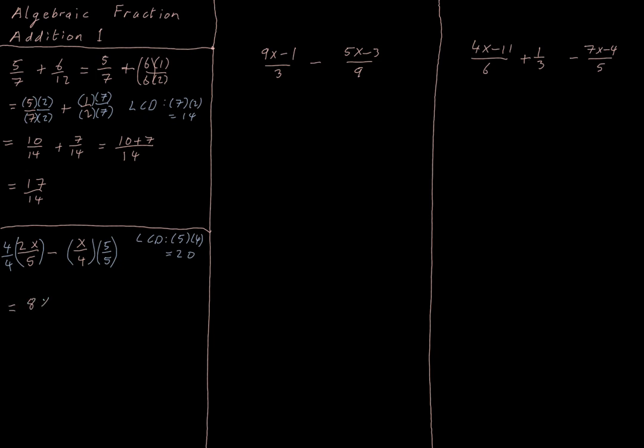So when I do that, I end up with 8x all over 20 minus 5x all over 20. Now I can count up how many 20ths I've got in total. So I have 8x minus 5x. Notice I am taking away this numerator because I'm taking away the fraction. So I have 5x 20ths that I'm taking away from 8x 20ths, all over 20. So I end up with 3x all over 20. There's no common factor there, so that is as far as I can go.